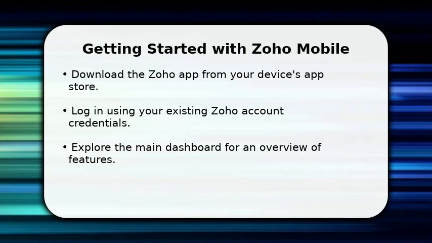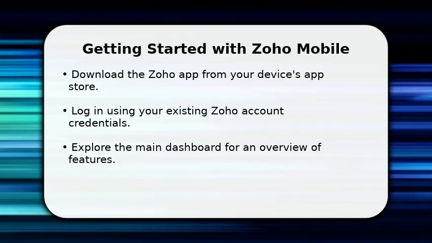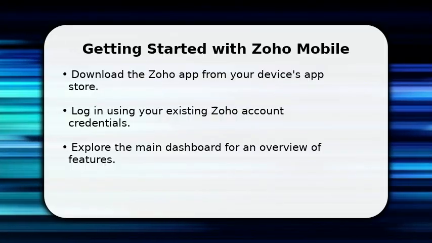In this video, I will explain how to use the Zoho app on your mobile. First, download the Zoho app from your device's App Store, whether it's the App Store or Google Play. Once installed, open the app and log in using your existing Zoho account credentials. If you don't have an account, you can easily create one.